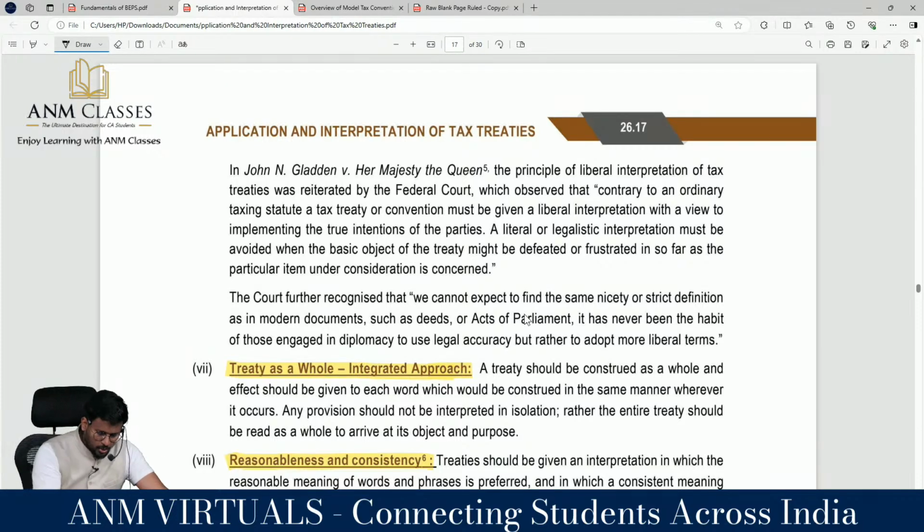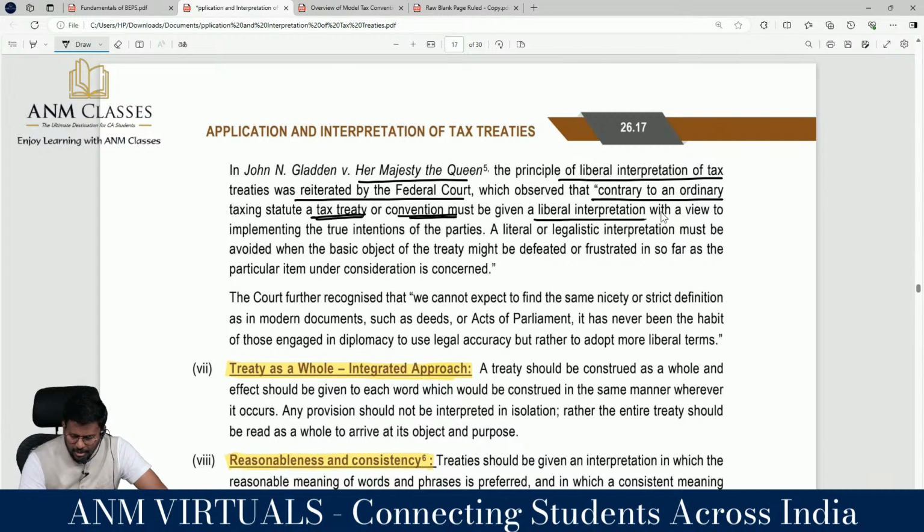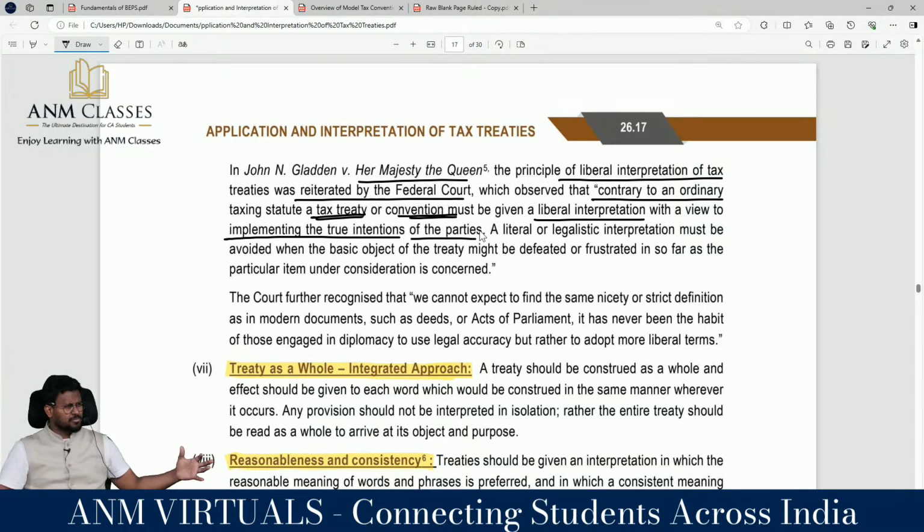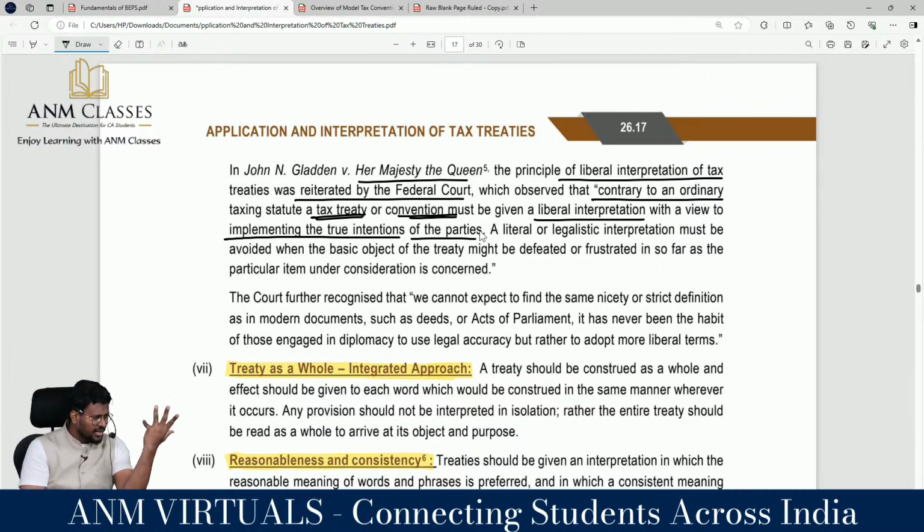In John Andersen v. Her Majesty the Queen, the principle of liberal interpretation of tax treaties was reiterated by the federal court, which observed that contrary to an ordinary taxing statute, a tax treaty or convention must be given a liberal interpretation with a view to implementing the true intention of the parties. இங்க பாரு, ஒரு டொமஸ்டிக் லா இன்டர்பிரட் பண்ணும்போது இப்படி இன்டர்பிரட் பண்ணலாம், பிரச்சனை இல்லை. ஆனா ஒரு இன்டர்நேஷனல் ட்ரீட்டி இன்டர்பிரட் பண்ணும்போது கொஞ்சம் விட்டுக் கொடுக்கணும்.